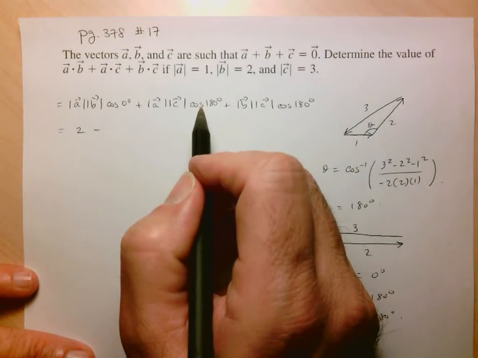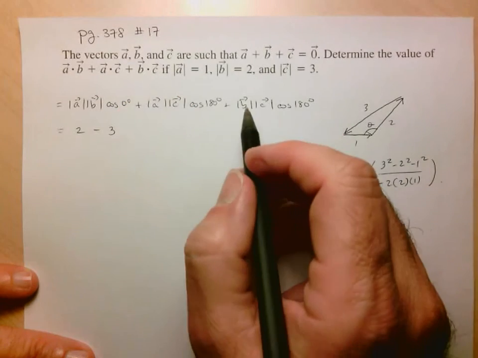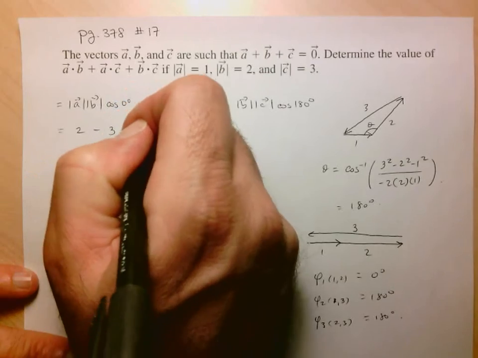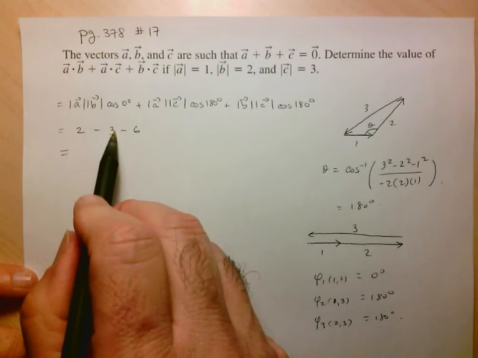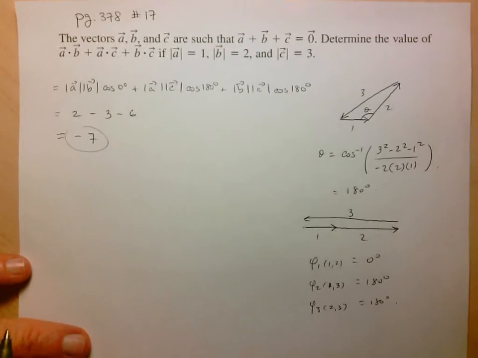Cosine of 180 is negative 1. Oh, sorry, that's where the minus came from. I guess I was thinking ahead. Minus 3, and then here 2 times 3 is 6, times cosine 180, negative 1, so minus 6. So here 2 minus 3 is negative 1, minus 6 is negative 7, and there's our final answer.